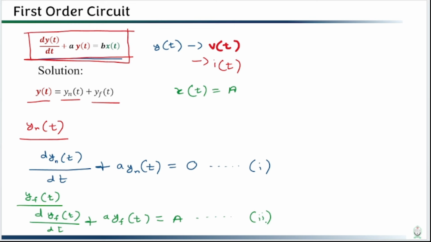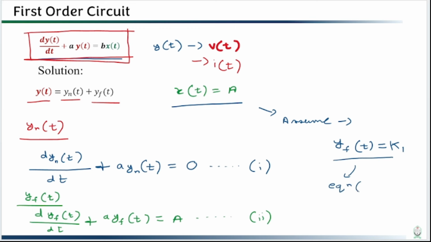So in both cases we have to assume some solutions, but here we will begin with the forced response case. As we can see, for the forced response case we will have to consider the input. Here the input to the system is a constant, so we can assume that the forced response of this differential equation or the system will be another constant, let's say K1. If the forced response is K1, we can put this into equation number 2. The derivative of a constant will give us 0, and we will have small a K1 equals to capital A. From there, we can conclude that the value of K1 will be capital A by small a, and we can store this value.